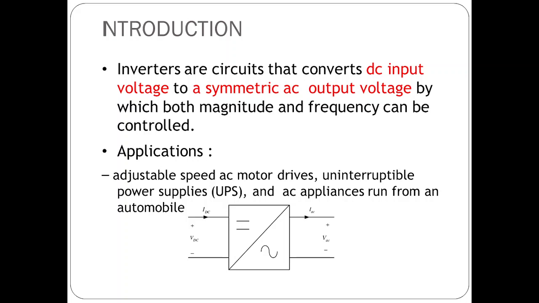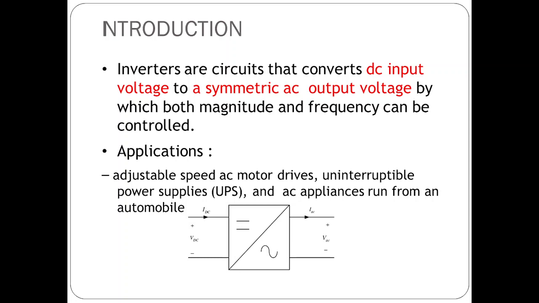Now we will discuss the introduction. Inverters are circuits that convert a DC input voltage to a symmetric AC output voltage. A DC input voltage can be from a battery, and this battery voltage is converted to a symmetric AC output voltage. Symmetric in the sense that any sinusoidal voltage is called a symmetric AC output voltage, whose magnitude and frequency can be controlled.